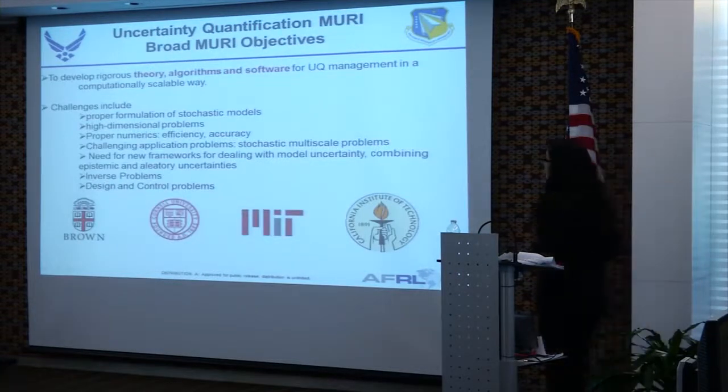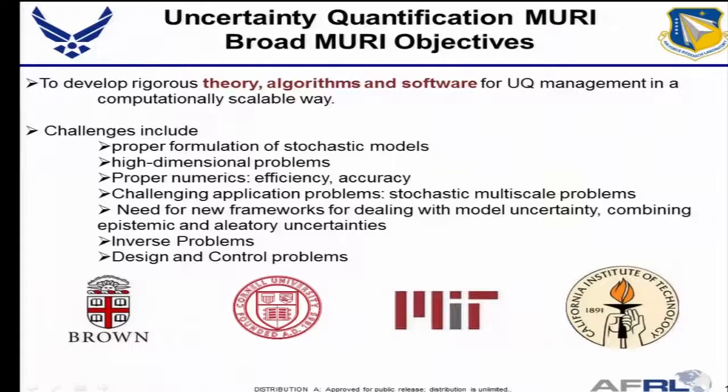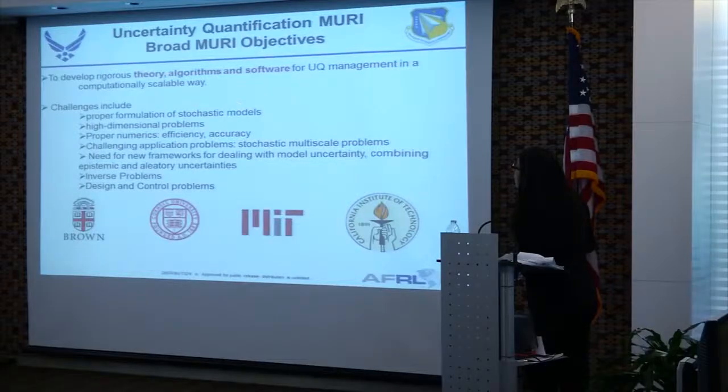Okay, now, uncertainty quantification. I do have quite a few individual PIs project in this, but this is really the main effort here. This is a MURI in 2009. It's led by Brown University, and I have PIs from MIT, from Cornell, and Caltech involved in this. The challenges are tremendous. I mean, we're talking about proper formulation of stochastic models. So that whole goes back basically to one area in applied mathematics and applied analysis. How to deal with this high dimensional problem?